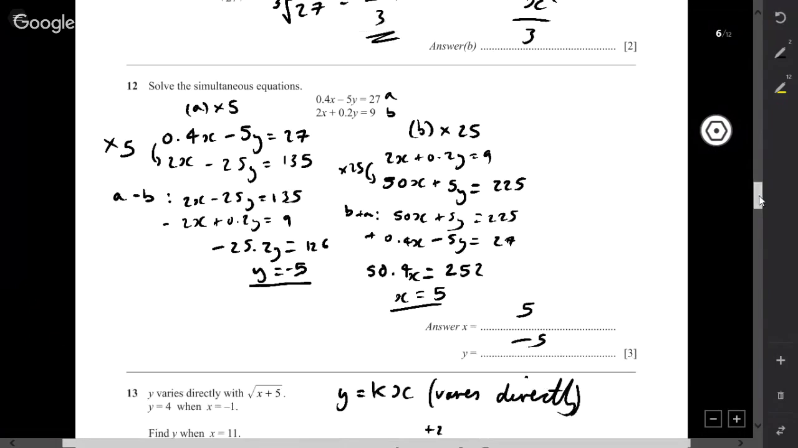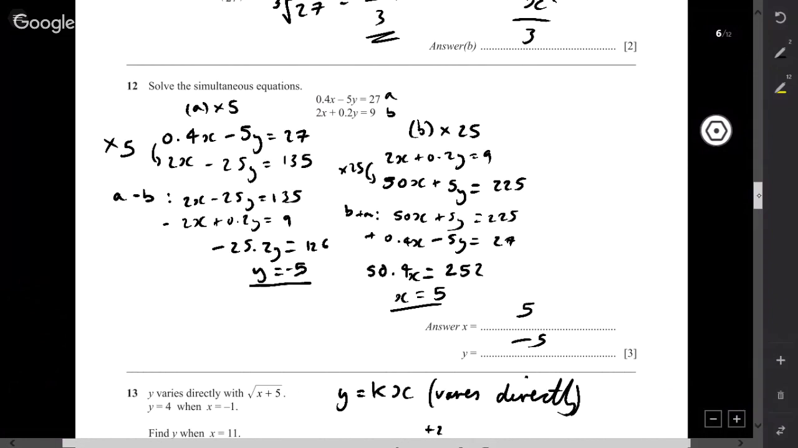Okay, number 12, simultaneous equations. So I've just labeled this as equation A, and this as equation B. So first of all, we need to be able to subtract or add these equations together to remove, for example, one of these terms. So we want to remove the x's so that we can find out what y is, or vice versa, we can remove the y to find what x is. So the first thing is we need to find out how we can make this number 0.4 into a 2 as well, so that these can cancel each other out.